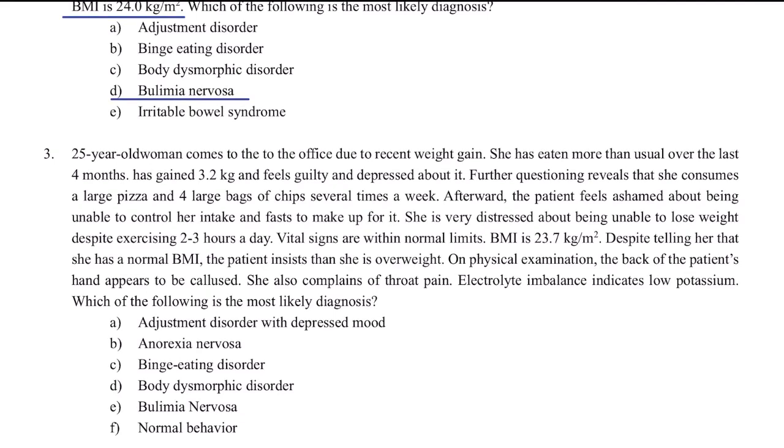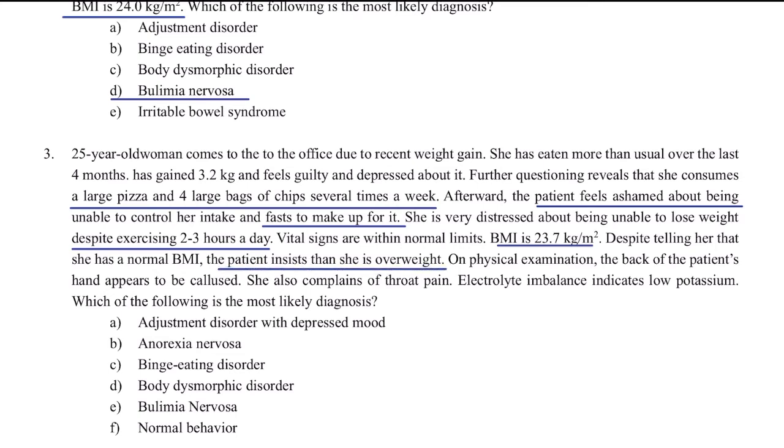A 25-year-old woman comes to the office due to recent weight gain. She has eaten more than usual over the last 4 months, has gained 3.2 kilos, and feels guilty and depressed about it. Further questioning reveals she consumes a large pizza and 4 large bags of chips several times a week. Afterwards, the patient feels ashamed of losing control and fasts to make up for it. She is very distressed about being unable to lose weight despite exercising 2 to 3 hours a day. BMI is 23.7. Despite telling the patient she has a normal BMI, the person insists that she is overweight.